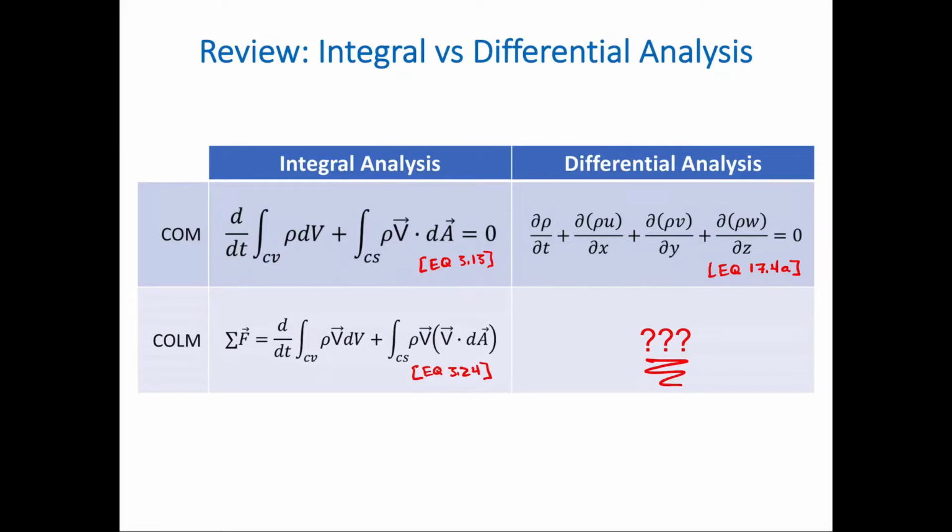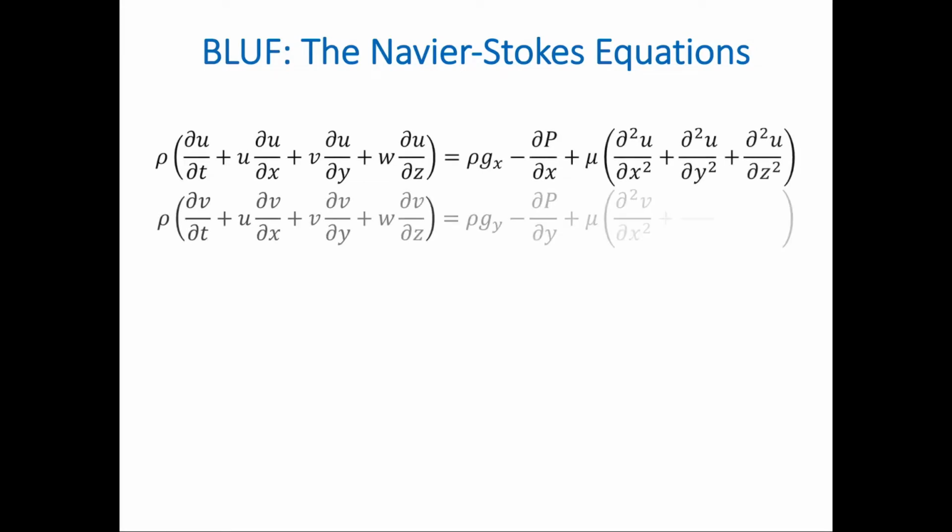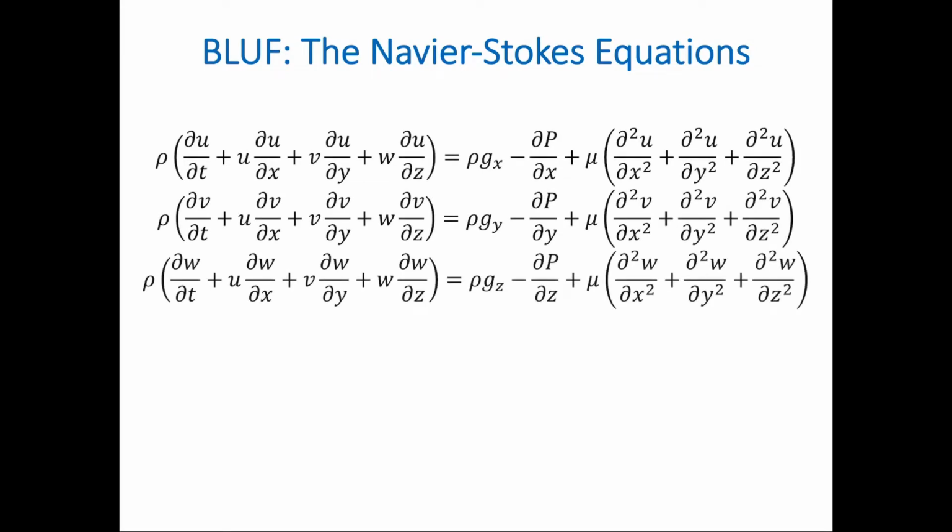Well, for those that have been listening so far, you would probably guess it's the Navier-Stokes equations, and that's the bottom line up front. Here's a look at the Navier-Stokes equations in a Cartesian system, so we have x, y, and z components. The truth is, this entire equation up here is x, this is y, and this is z. So we have three equations, 1, 2, 3, all the way across that compose the Cartesian directions x, y, and z for the Navier-Stokes equations.